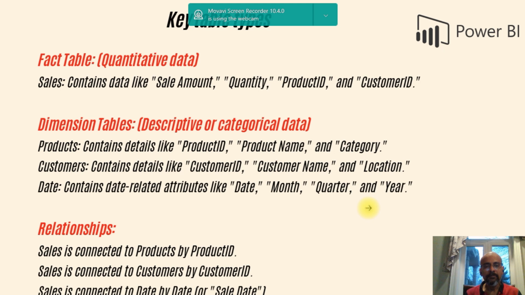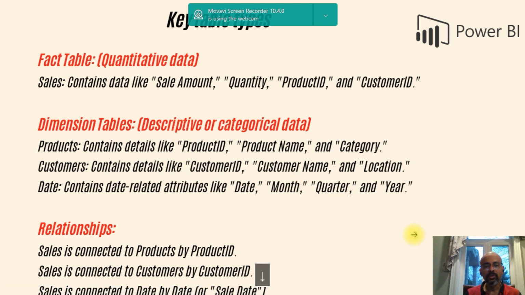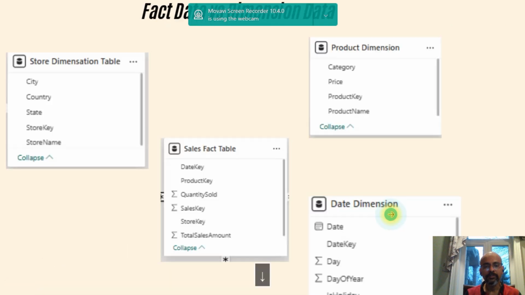So please remember, the relationships are very critical here. They have to be defined, right? When I say relationship definition, it can be a one-to-one relationship, a one-to-many relationship, or a many-to-many relationship. In this case, sales is connected with product, right? Let's see that in a visual, so you'll understand this better.